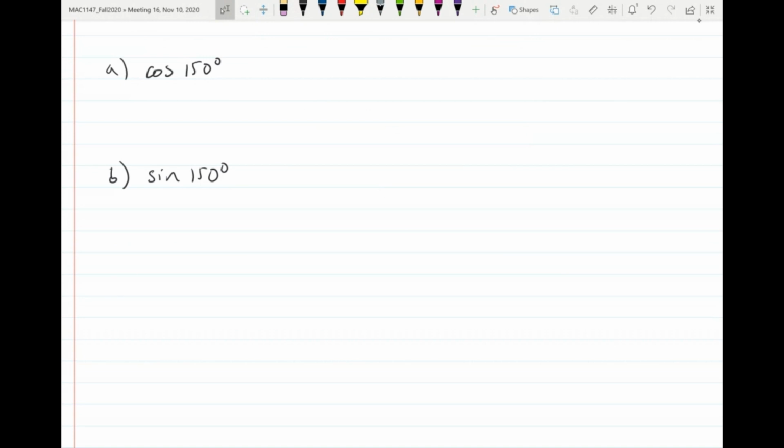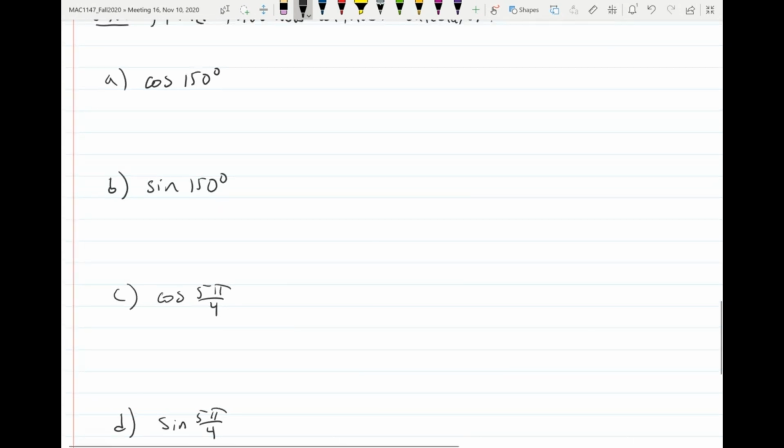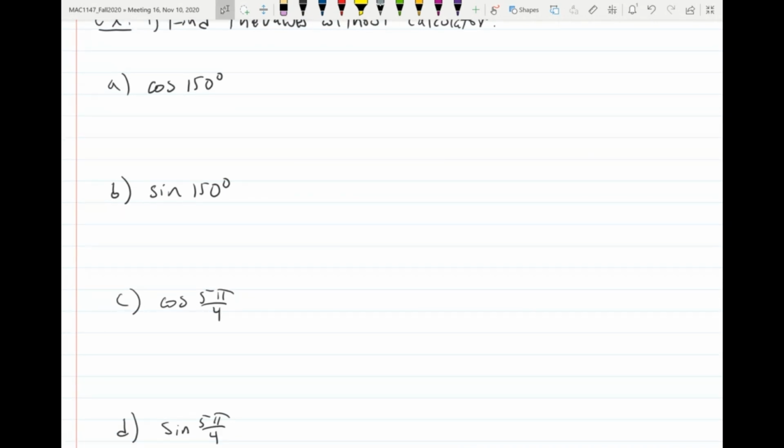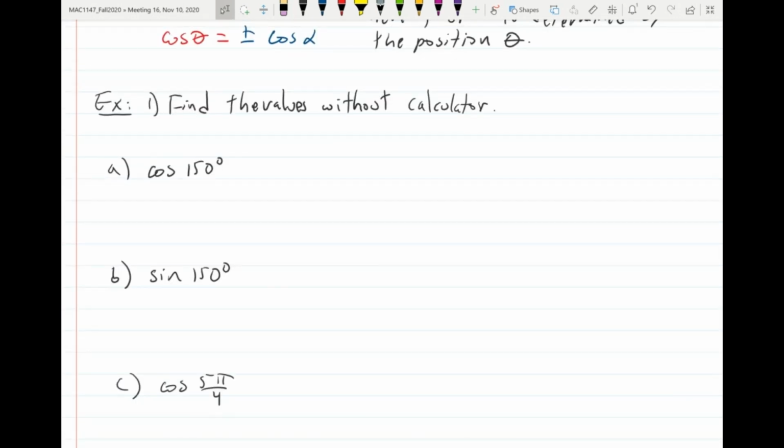Let's see, C, let's do cosine of 5 pi over 4. And then we should also do sine of 5 pi over 4. Okay, let's do these 4 and then we're going to do a couple more. But let's first do these 4. I'm going to do the 150 and then I'm going to let you do the ones with 5 pi over 4. So again, this is cosine of 150.